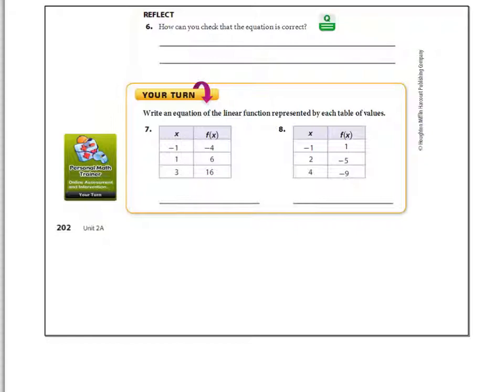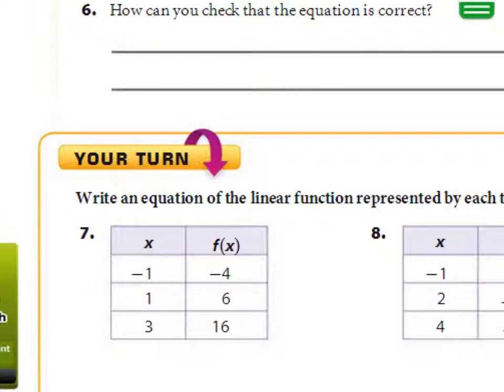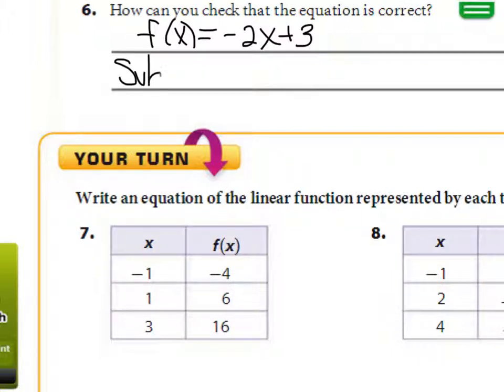To check that your equation is correct, my recommendation would be that we would take f of x equals -2x plus 3. Take one of the x values from your chart and make sure that you would get the same output as what is listed in the chart.